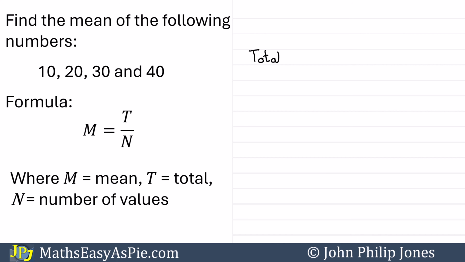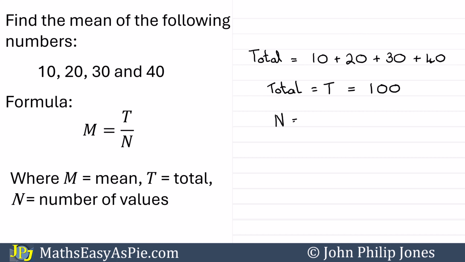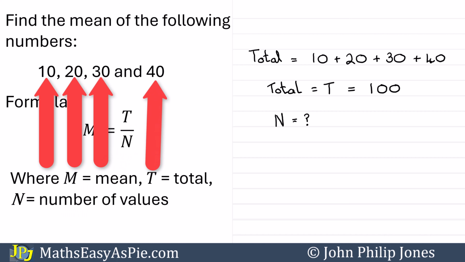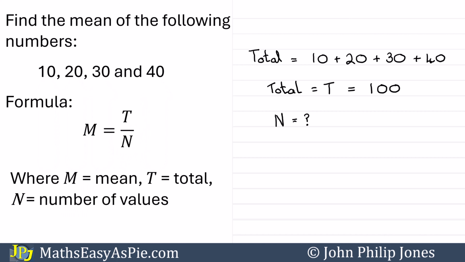We can see that the total is going to equal the 10 plus the 20 plus the 30 plus the 40. So we can write out that the total equals t, which in turn we know will equal 100. We now need to find out what the value of n is equal to. Therefore, we need to count the number of values we've got. We've got 1, 2, 3, 4 different values. Consequently, we can write down that n is equal to 4.